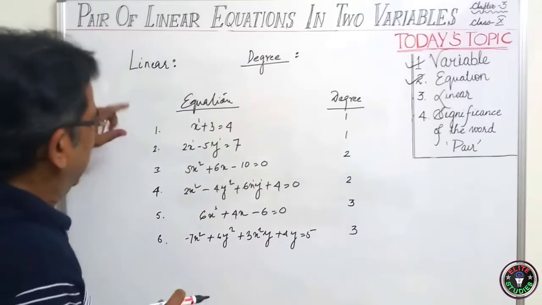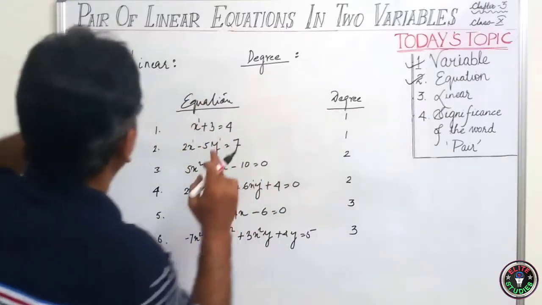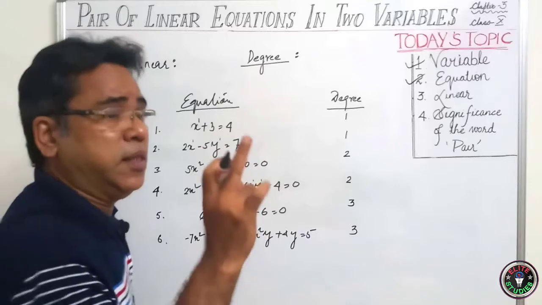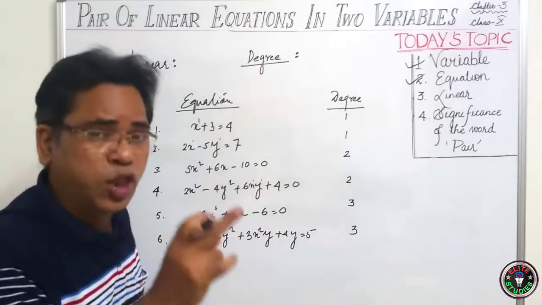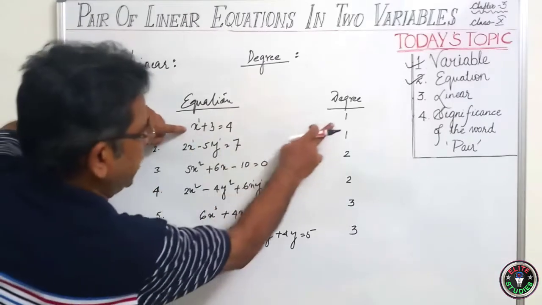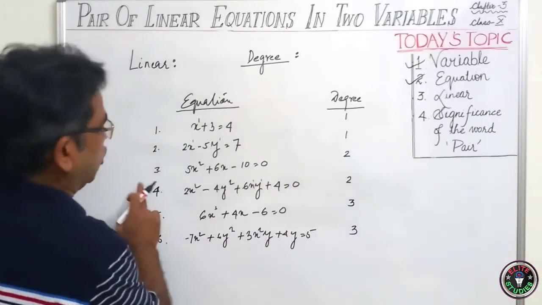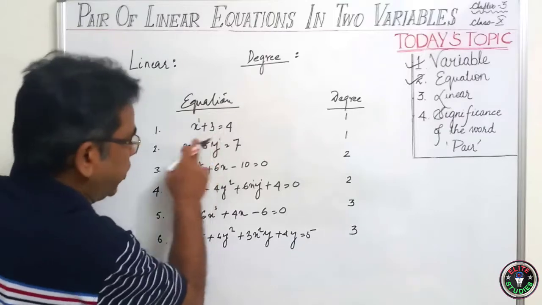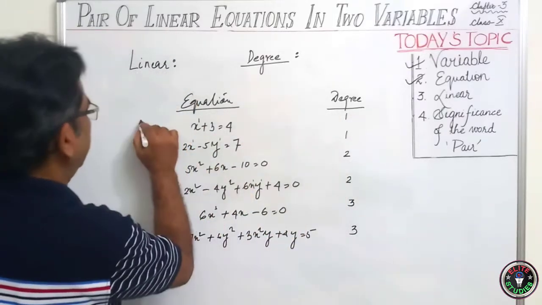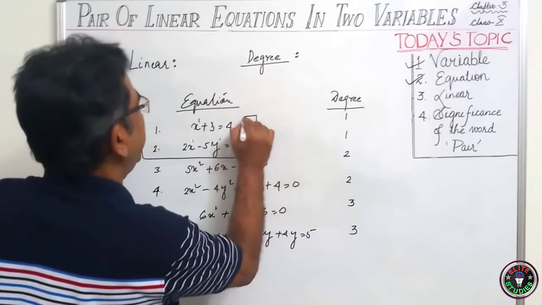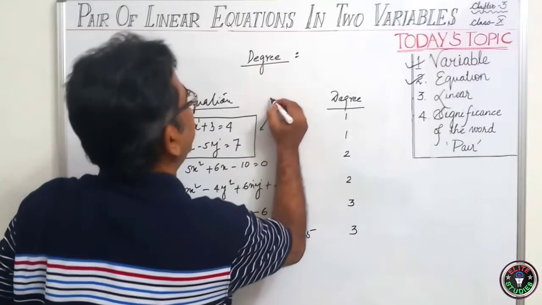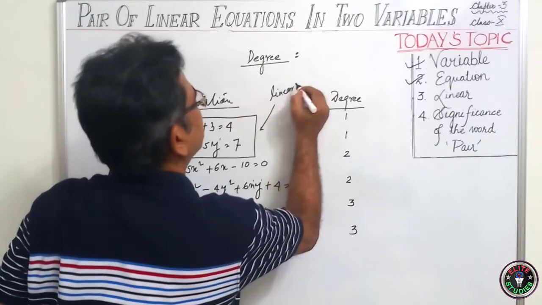Now, what is a linear equation? Linear equations are those equations whose degree is 1. So here this is an equation of degree 1, and this is an equation of degree 1. So these equations are called linear, whereas these are not called linear. These are called linear equations.